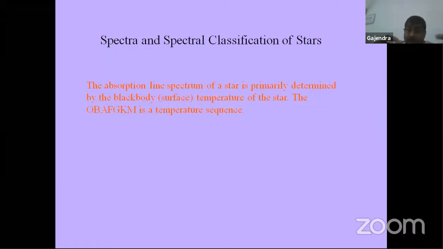They put both together. But when they got the idea, oh, this is a helium I line, this star is slightly hotter. This would only happen when the star is hotter. So then they made the distinction.